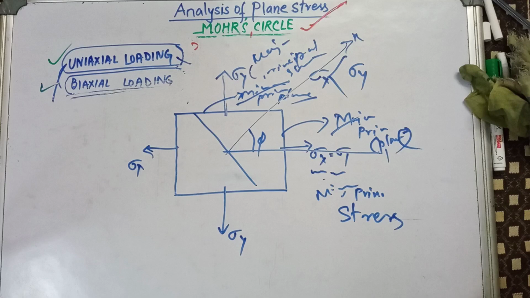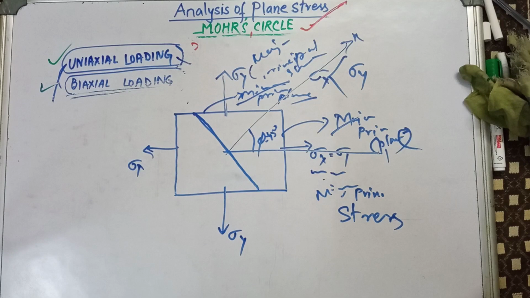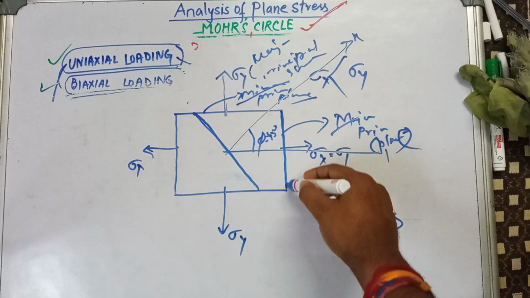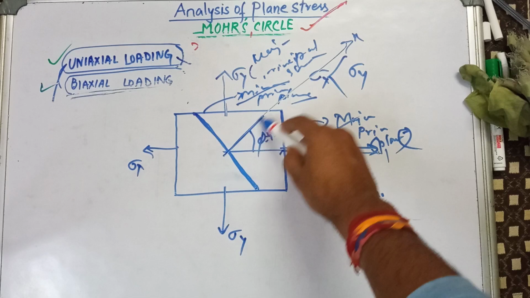Try to understand, if this is the plane of maximum shear, then this value phi will be 45 degree, because I have told you that the major principal plane and the shear stress plane are separated by an angle of 45 degree. This is the principal plane. Its normal was like this with zero. It's making zero with the x-axis. This is the maximum shear stress plane. Its normal is like this and it will definitely make an angle phi equals to 45 degree.